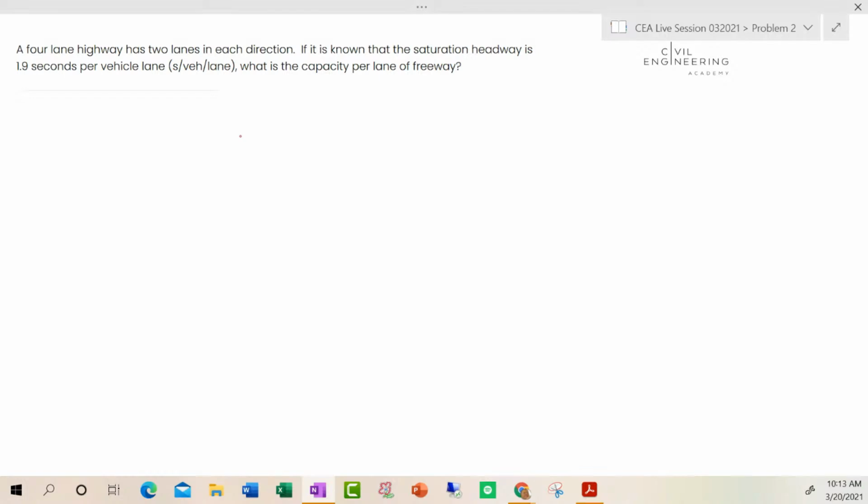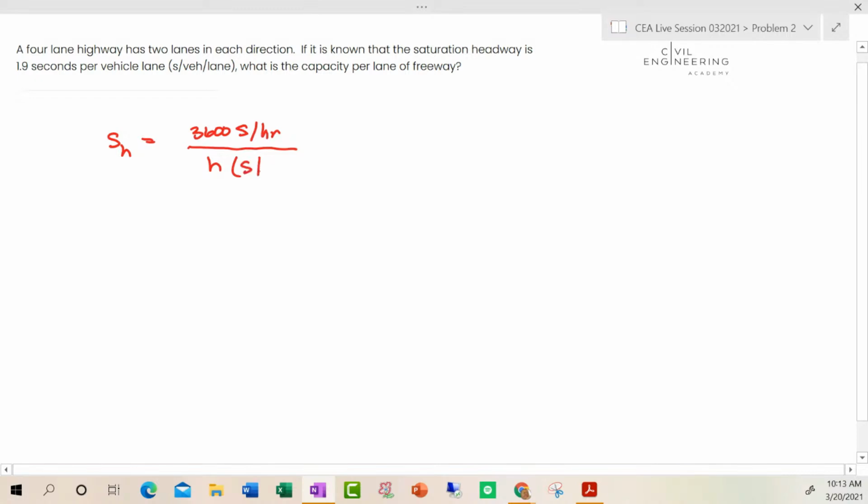Again, this is another term that's defined in our reference material, but we can say that the saturation flow rate is 3600 seconds per hour divided by the actual headway, which we're just going to call H, and those units are seconds per vehicle per lane.